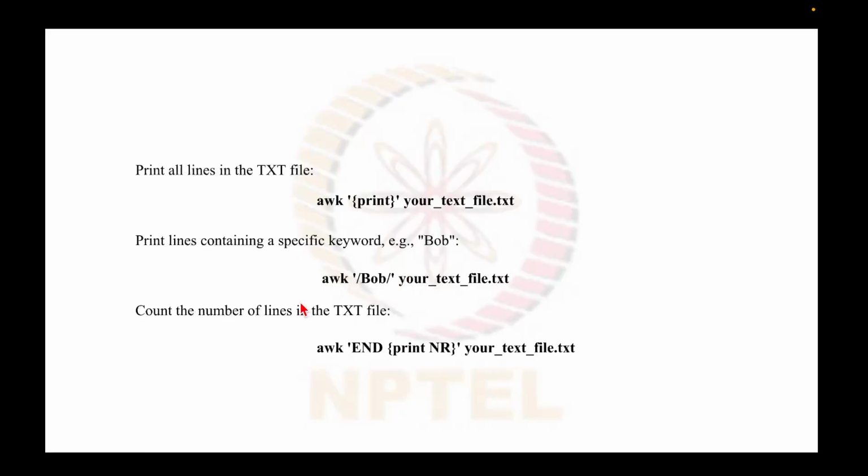Next is count the number of lines in a text file. So awk END, print the current NR number, which refers to the current record number. So it will print at the end what is the NR number, that is the line number in text file.txt.